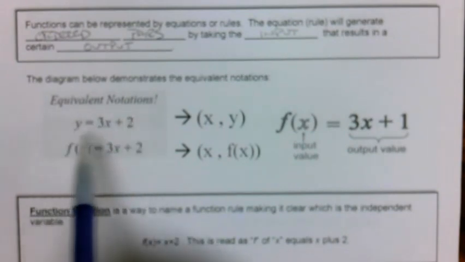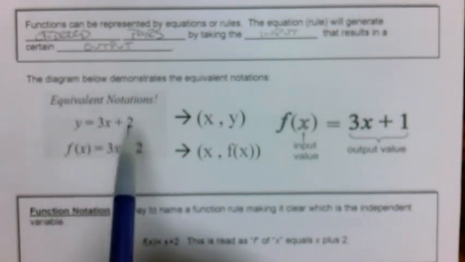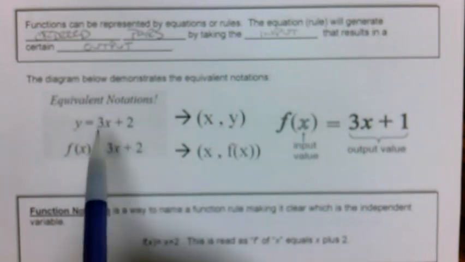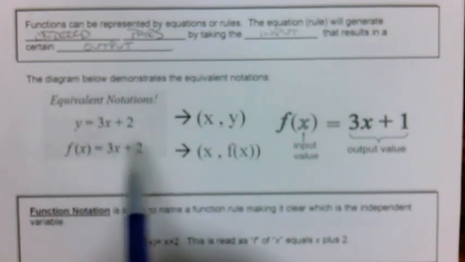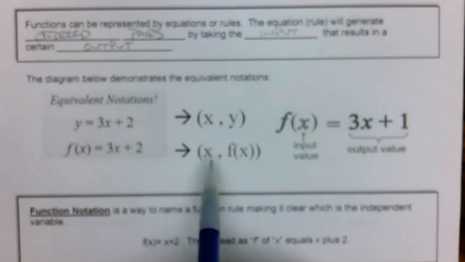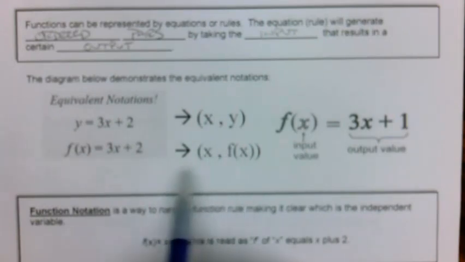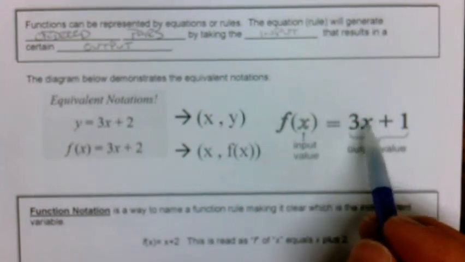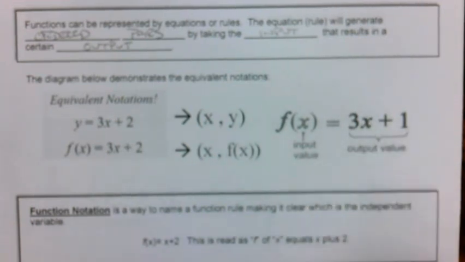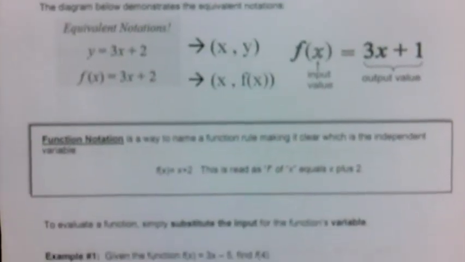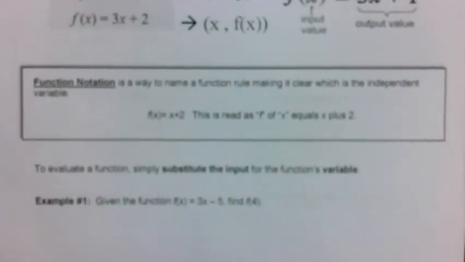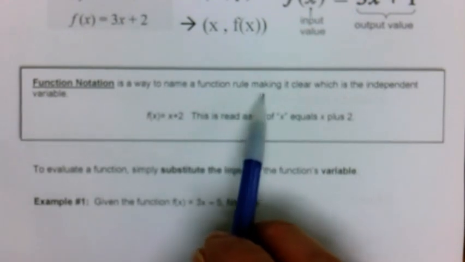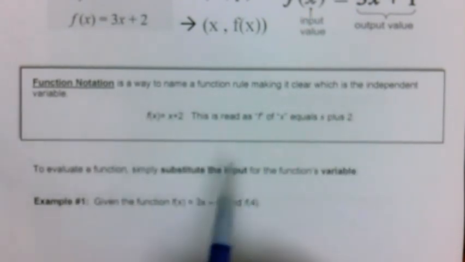When it's written like this, it will give you ordered pairs in the form of x comma y. But when we change y to f of x, now we're going to have ordered pairs in the form of x comma f of x, the input value and its output value when you plug it into the function. So the value of x here is your input value. And when you substitute that value in here and evaluate it, this number becomes your output value. So this just explains function notation. It's a way to name a function rule, making it clear which is the independent variable.